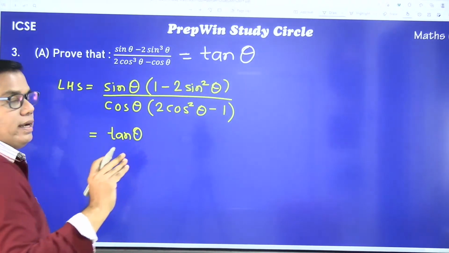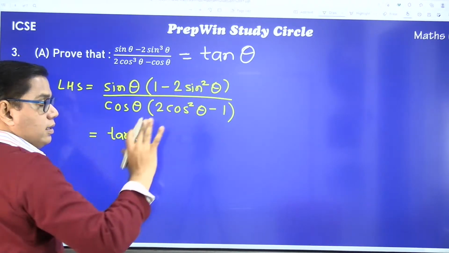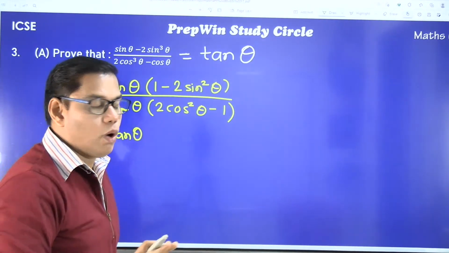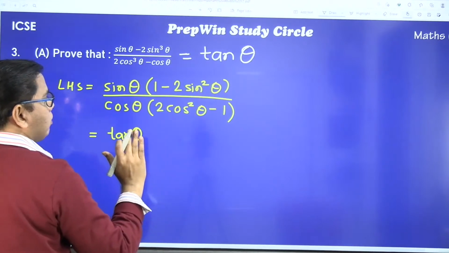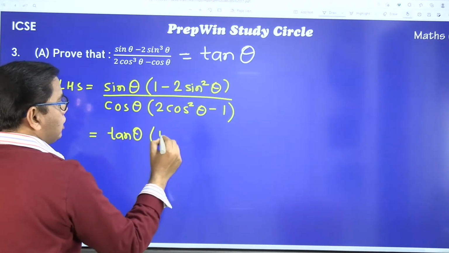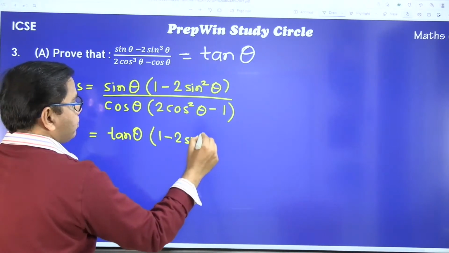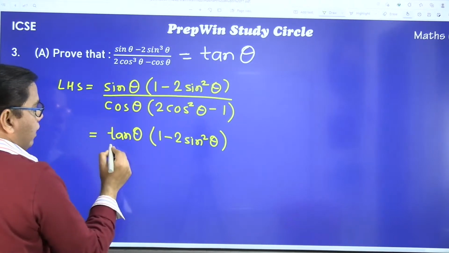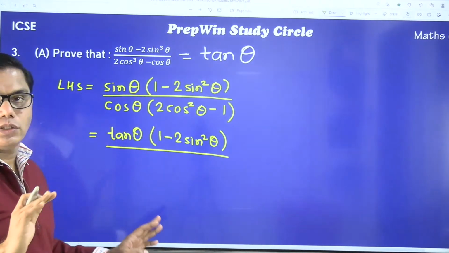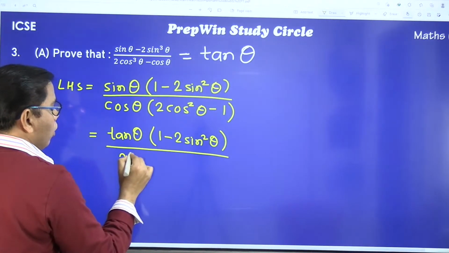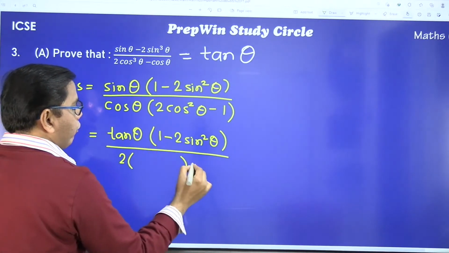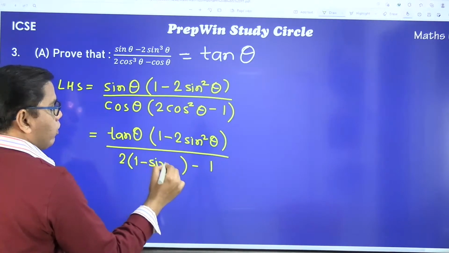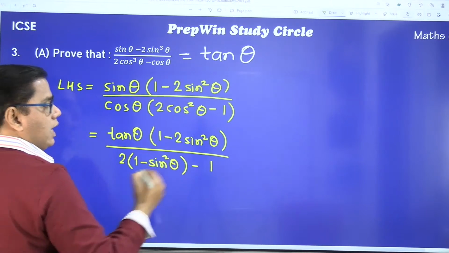So this bracket should get cancelled. If you see these brackets, they have altogether different terms, one involving sine square theta and the other involving cos square theta. So as of now, it is not possible to cancel this. The numerator is 1 minus 2 sine square theta, and in the denominator we have already converted sine theta upon cos theta as tan theta. So the denominator is 2 cos square theta, and I will use an identity for cos square theta. It is 1 minus sine square theta.